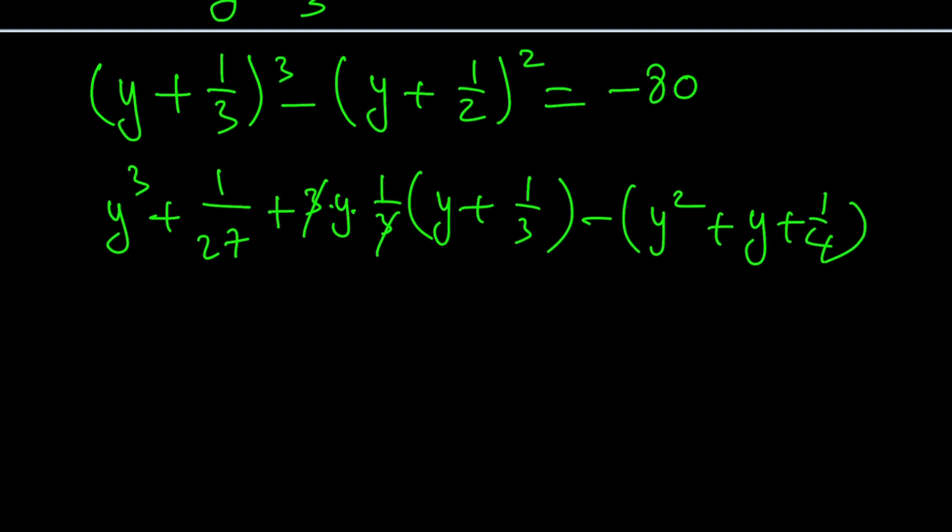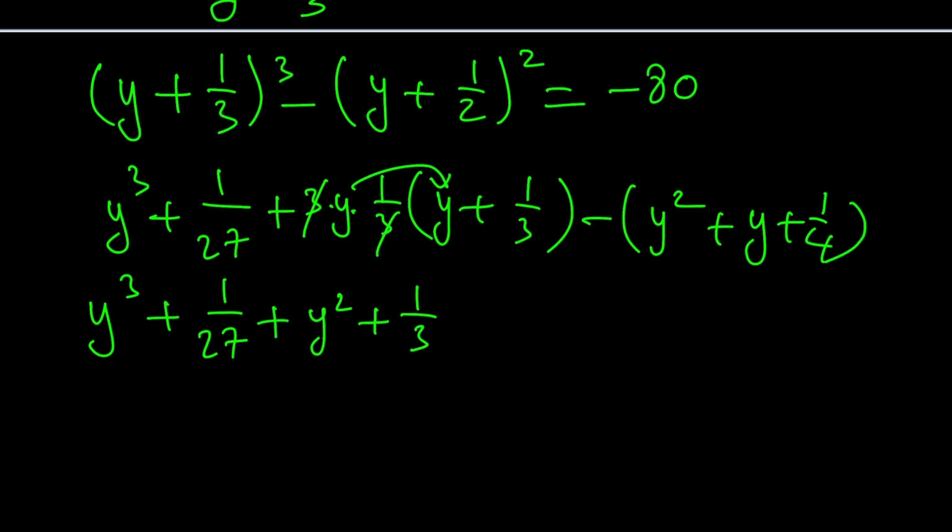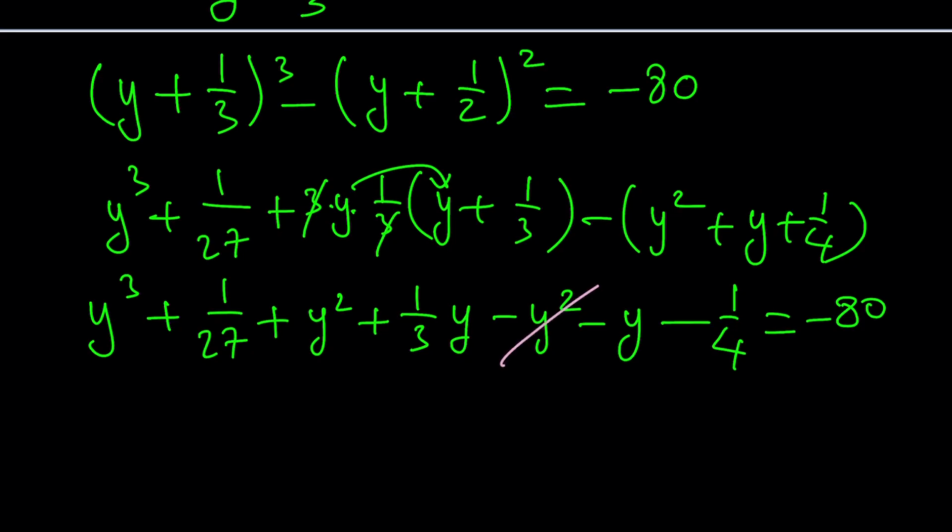Let's not write the right-hand side yet. So we're going to get y cubed plus 1/27. Plus, if you distribute the y, you're going to get y squared plus 1/3y minus y squared minus y minus 1/4. Everything must be negated. And of course, it's equal to -80. The constant term doesn't change with substitution because it's not a variable. Great. Now let's go ahead and simplify this. Y squared cancels out. Remember, I didn't want the square term, right? I didn't want x squared and I don't want y squared either.